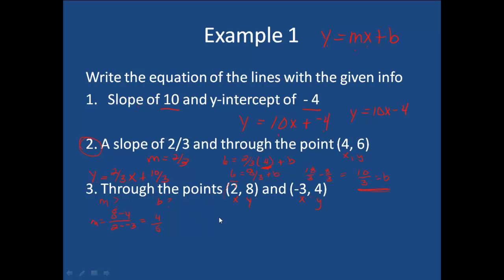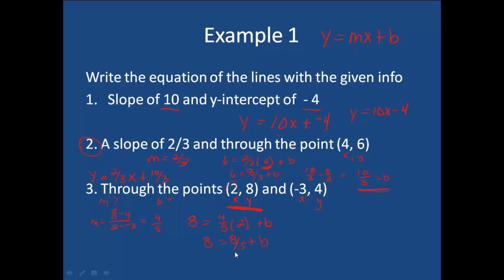So I'm going to go to my y equals mx plus b. I'm just going to use this first point. I'm going to put in y equals, my slope was 4/5, my x is 2, and then I have plus b. And now I'm at that point again where I have an equation I can solve. So I can multiply my 2 and my 4/5 out, and I get 8/5.